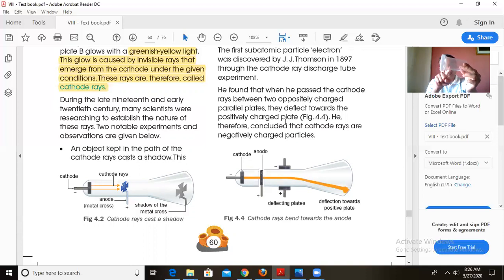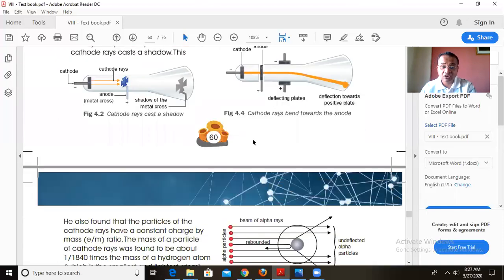They were deflected a little bit down towards the positive plate, indicating that the cathode rays must consist of particles which are negatively charged. As they are attracted or deflected towards the positive side, these cathode rays must be made up of negatively charged particles, and he called them the electrons.